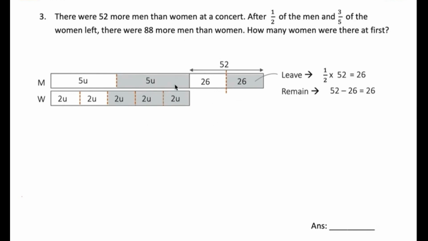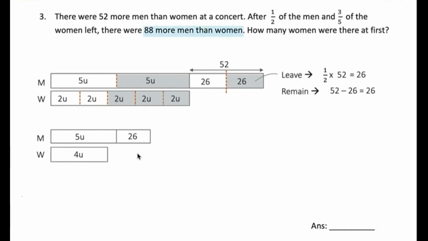Now, the shaded is the man and woman who left. The unshaded is the people who remain. Let's redraw the model of the people who remain. The man is left with 5 units plus 26. The woman is left with 4 units. Okay, the question says there were 88 more men than women. So the difference here is 88.